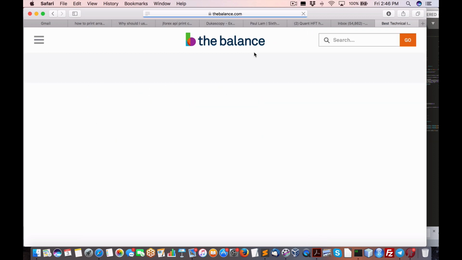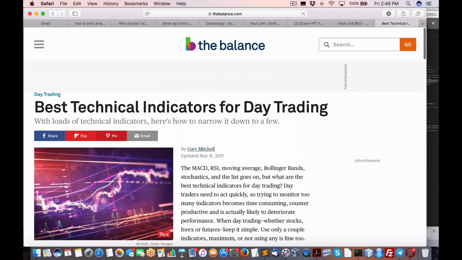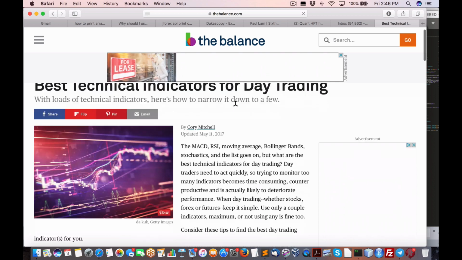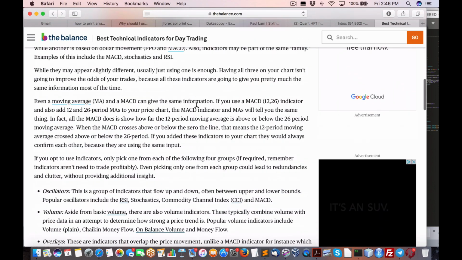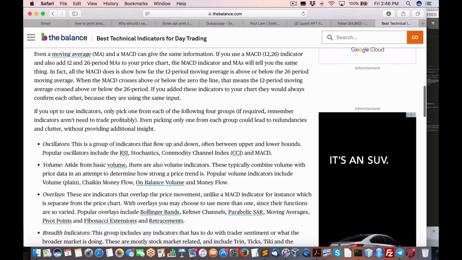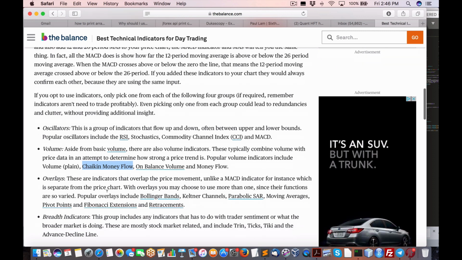So what we're basically looking for are the best technical indicators for day trading, which is really what I'm doing. And the ones that we're looking for is volume. So the volume, that's why I'm using obviously the simple plain volume. But I'm also, as close as I can get using the API, using this Chaikin money flow.